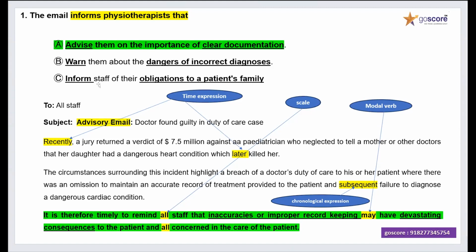They have mentioned that, but it's not inform staff of their obligation to a patient's family. And here the scale expression, modal verbs, chronological expression and all subsequent. Okay. Then later time expression, recently, then scale, all is a scale, correct? Modal verb, may is also, sorry, may is a modal verb here. So all staff means the physiotherapist, pediatrician, everybody included in this particular thing, scale, right?